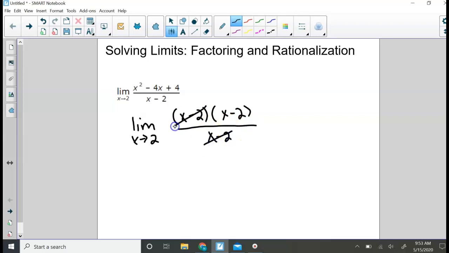So one of these sets of x minus 2's can cancel. And then after that, you just need to plug in your 2. So you'll have 2 minus 2, which will give you 0. So 0 is your answer. Remember, 0 is an answer. It's not undefined or does not exist. It's the number 0.